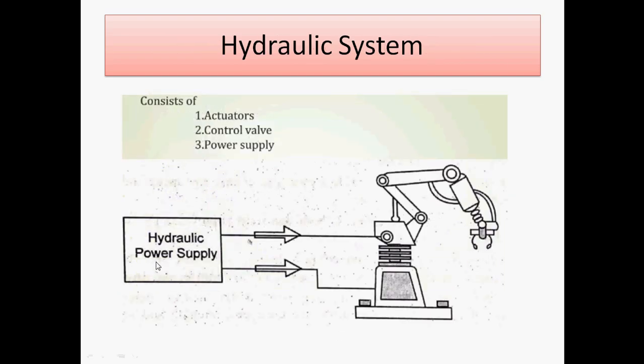This figure is indicating the hydraulic power supply. Mainly, there are different components required for the hydraulic system. First is the actuator. An electric motor is required for pressurizing the fluid, and a control valve is required for controlling the hydraulic power, as well as controlling the actions. This is the kind of action we do with the control valve.